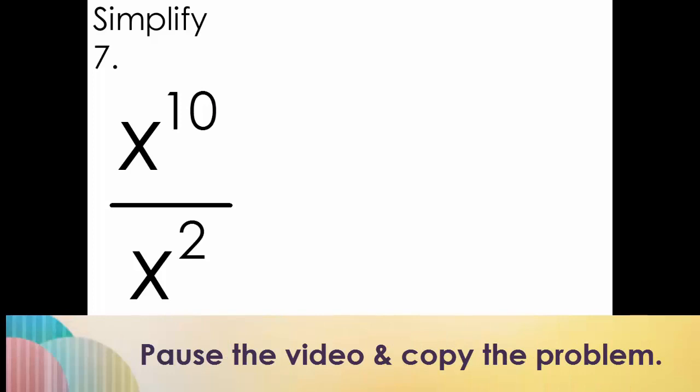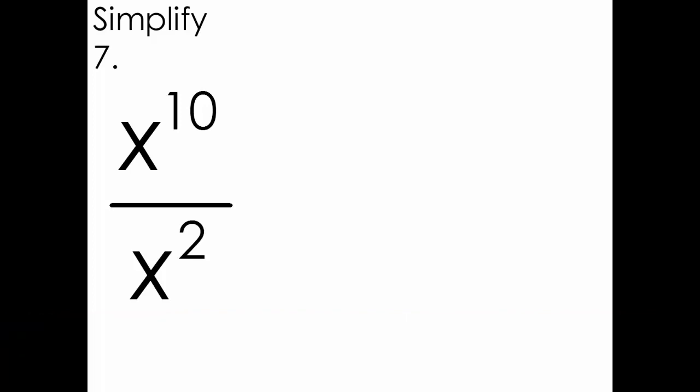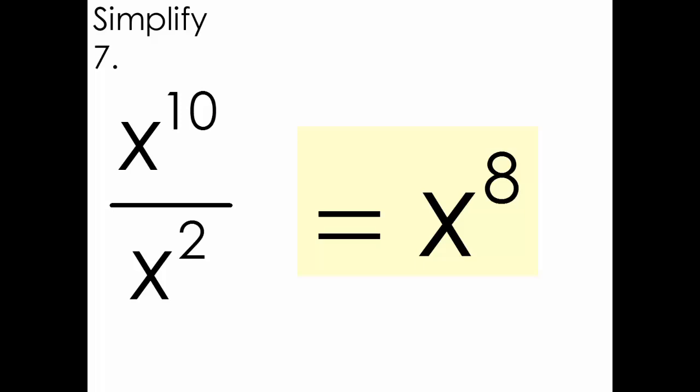Copy down example 7. We have division. Anytime you have division, bases are the same, we subtract. Wherever the higher exponent is, that's where your leftovers go. 10 minus 2 is 8. You have more in the numerator. It's not necessary to put this over 1.